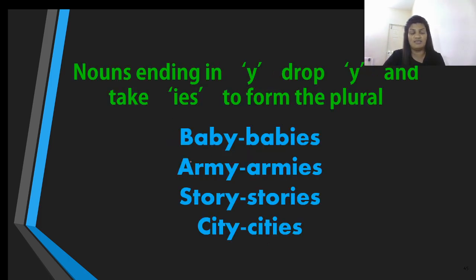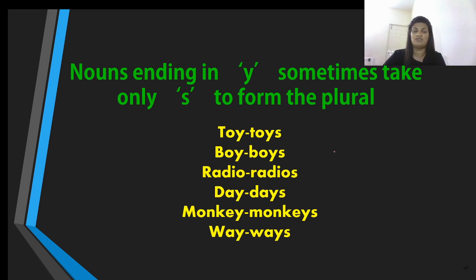And then you have words ending with Y with a consonant in front, like baby, army, story, city. In this particular situation, you drop the Y and you add IES to make it a plural. But supposing you have words where the letter ending is Y, but you have a vowel in front. In this scenario, you do not drop the Y, but you keep it intact and just add the letter S to make it a plural.